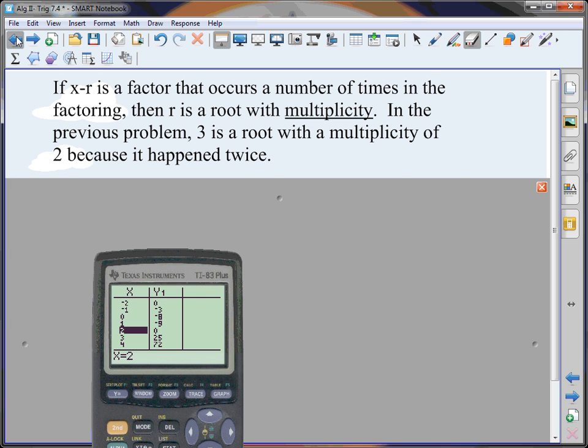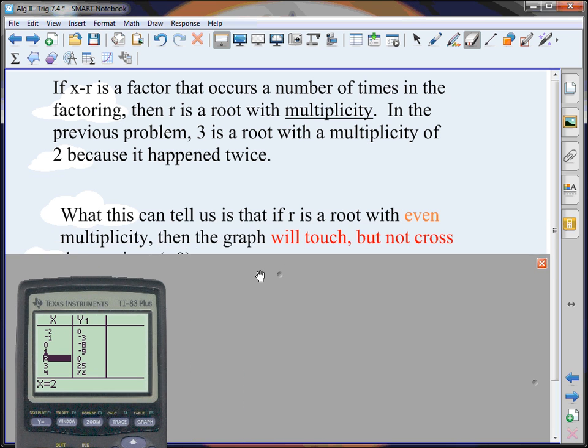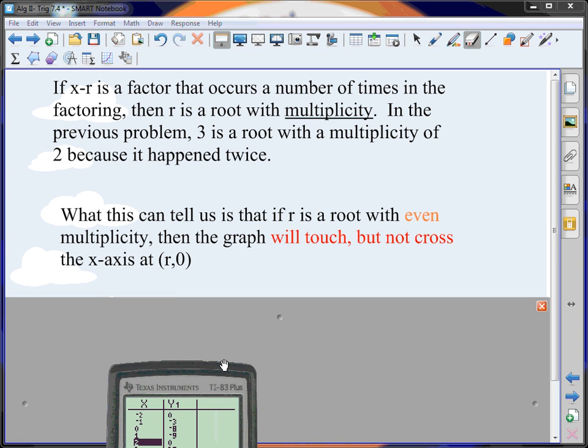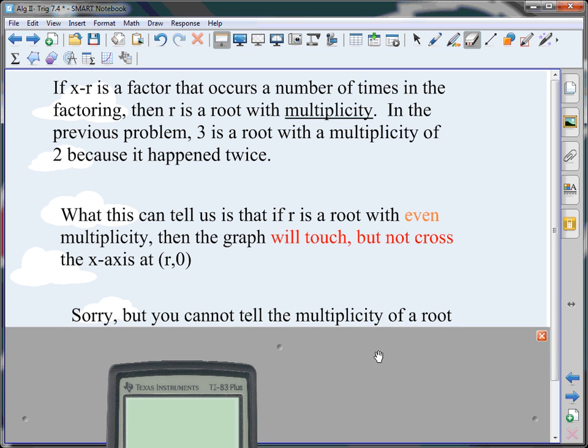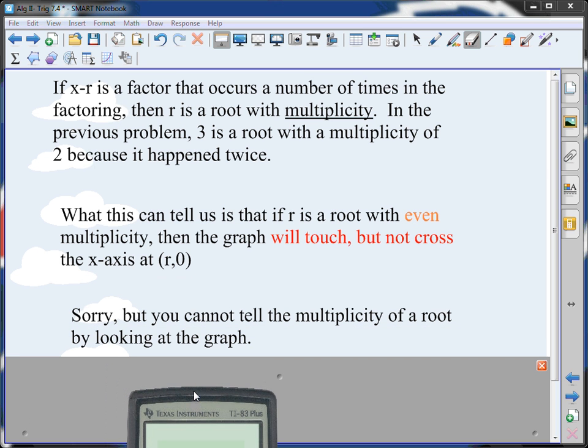Because if I go back, I have -2 twice. What this can tell us is that if r is a root with even multiplicity, then the graph will touch but not cross the x-axis at (r, 0). Now, sorry, but you can't tell the multiplicity of a root just by looking at the graph.